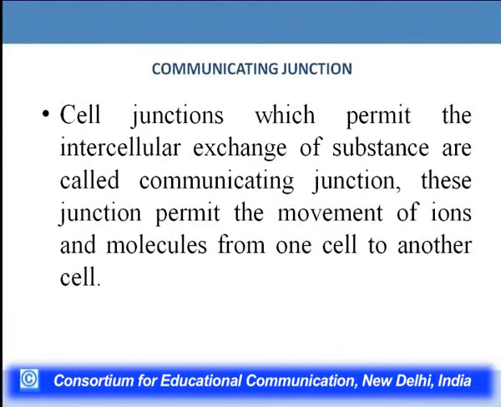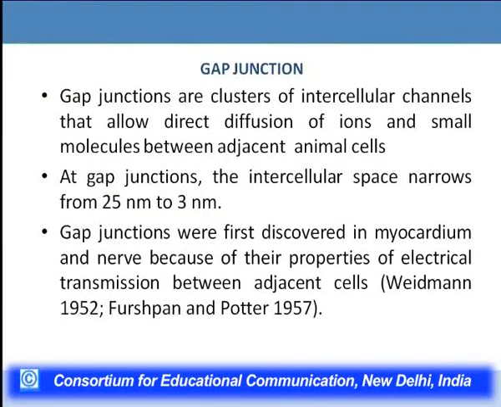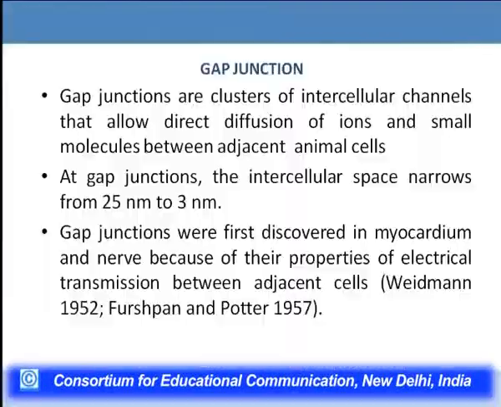Then another important type of junction is the communicating junction, also known by the name of gap junction, which allows specific molecules to pass between different cells. In animals, only molecules of about 1000 Dalton size can pass through, and wherever gap junctions are present, the intercellular space narrows from 25 nanometer to 3 nanometer. And these gap junctions are basically made up of proteins known as connexins.